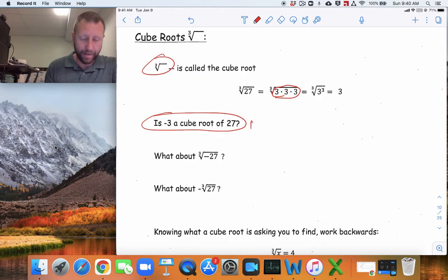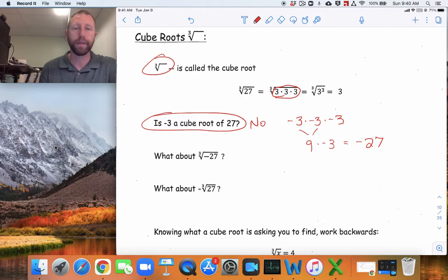The answer for that's going to be no, because if I work that out, -3 times -3 times -3, -3 times -3 is +9, and then I multiply that by that last -3, that equals -27, okay? So that's not what they gave us. They gave us +27. Cube roots don't have 2 answers. There's no plus minus sign for any of these, okay?